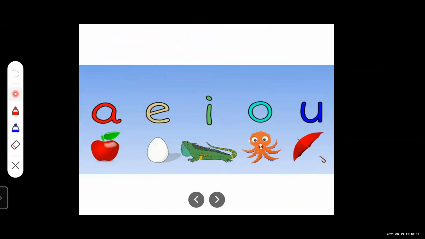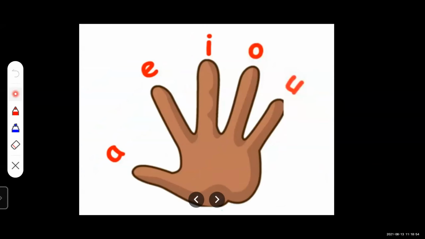Now let's see. There are five vowels: A, E, I, O, U. It's called vowels because they have their own sound. First one A, second E, third one I, O, and last one U. And these vowels help us form a word.